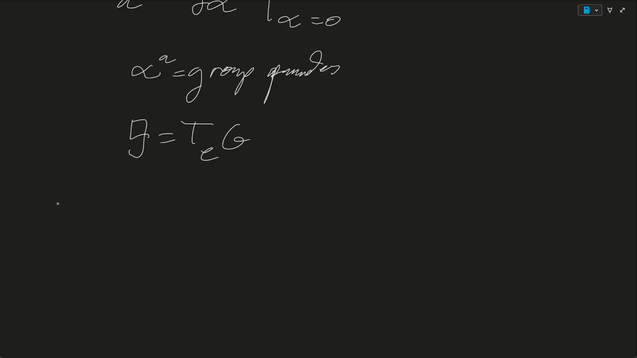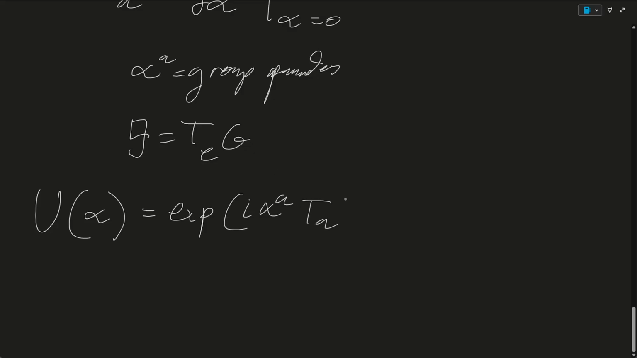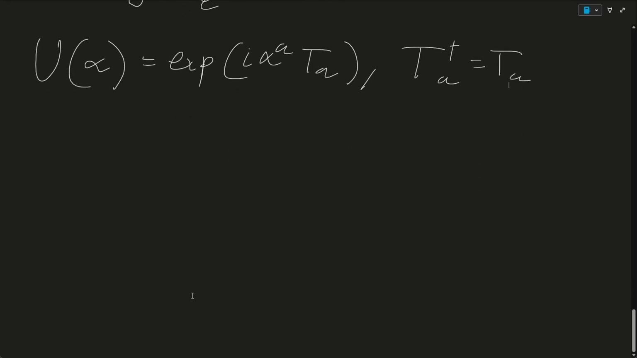Hermitian, yeah. So we can then have that U alpha is, I'm going to write exp because I'm a physicist, not a mathematician, I alpha to the A, and then T sub A. And then, of course, we have the T transpose sub A is just T of A, and that will be repeated over our index A. So unitary is then just automatic.